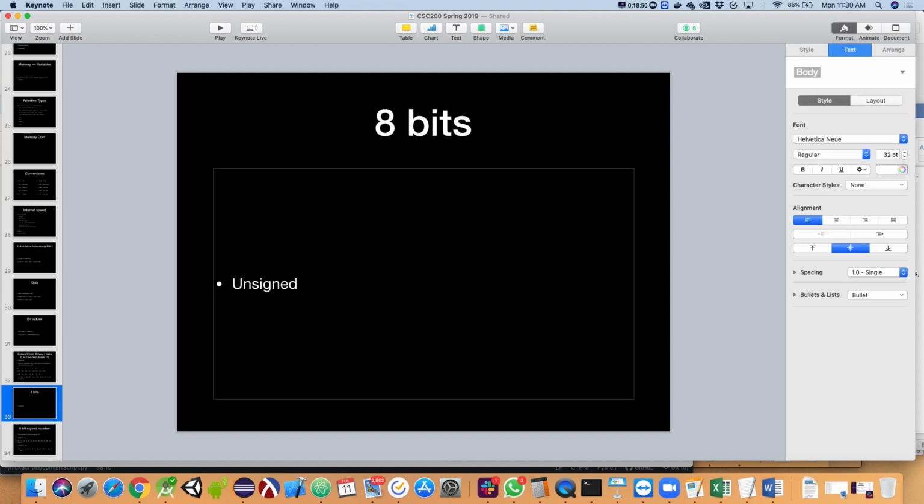So unsigned means it can only hold positive numbers. The maximum value, so this is 0 to 256. Actually, it's 0 to 255. 256 unique values. So if you do 128 plus 64 plus 32, you do all that, you'll come up with 255. Well, you have 256 unique values, including a 0.